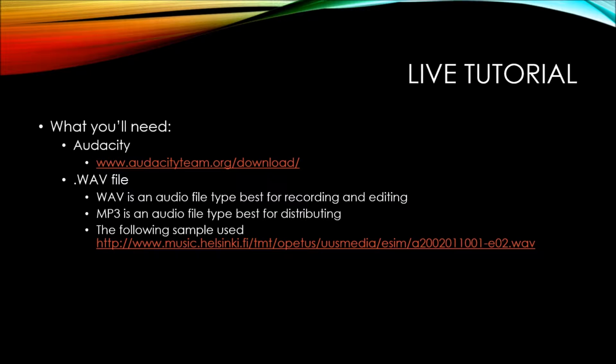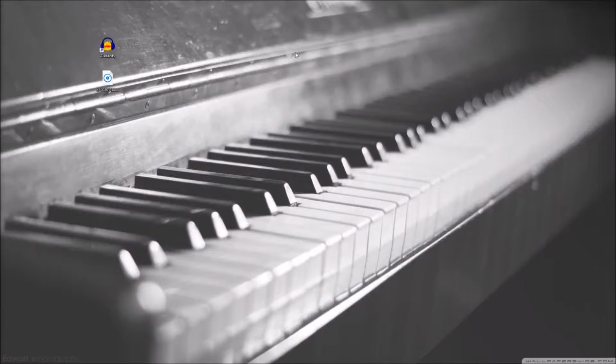And now before we get into the live tutorial, you're actually going to need Audacity. Here's the link if you want to follow along, and then you need a .wav file. This is going to be the file type that we're adding. A WAV is an audio type which is best used for recording and editing. And then you have your MP3 file type, which is best used for distributing, and these are things that you usually download and see on your iPod. And I also provided a link for the following sample that I'm going to be using in the editing in the tutorial itself. So now we are going to begin the live tutorial.